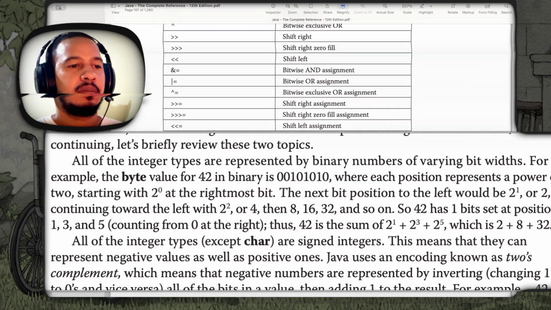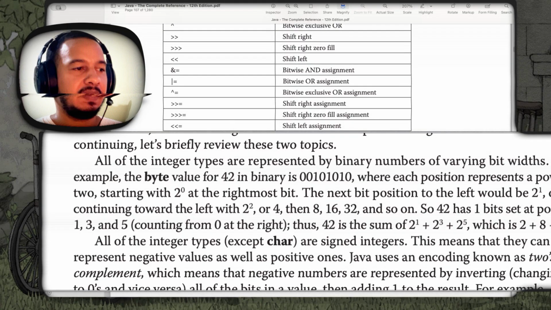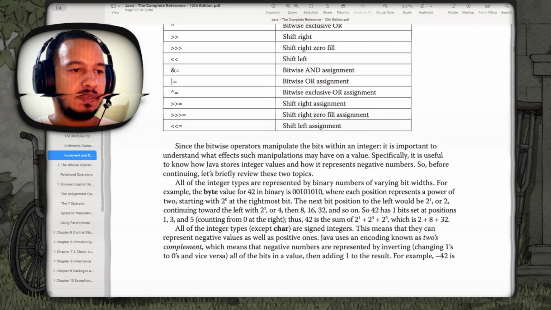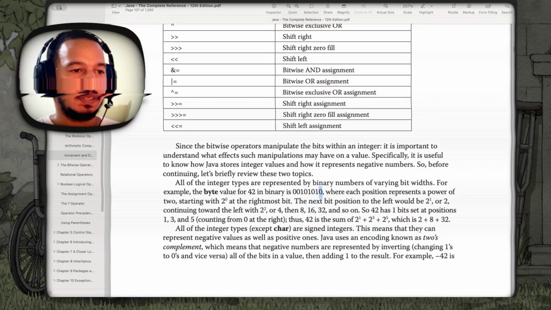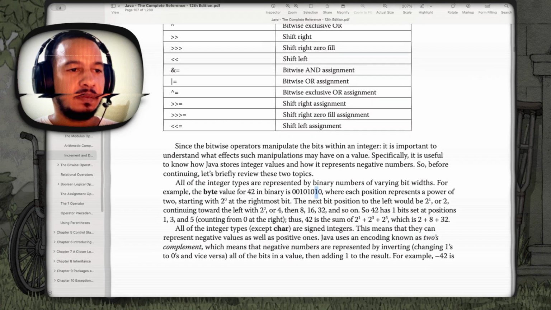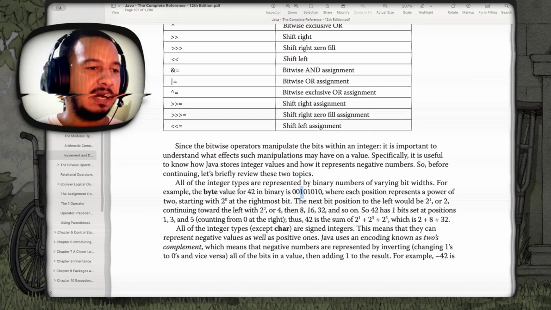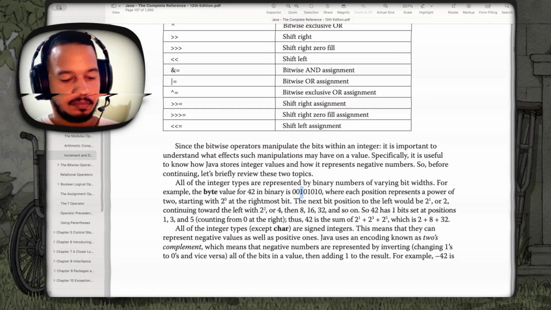So what that means, let me escape this. It's position 1, 0, right? So this is 1, 2, 3, 4, and 5. So 1, 3, and 5.